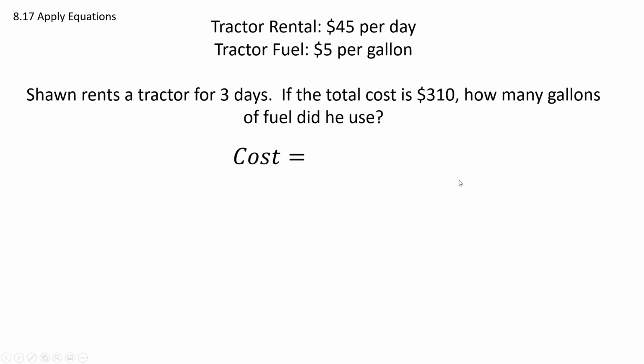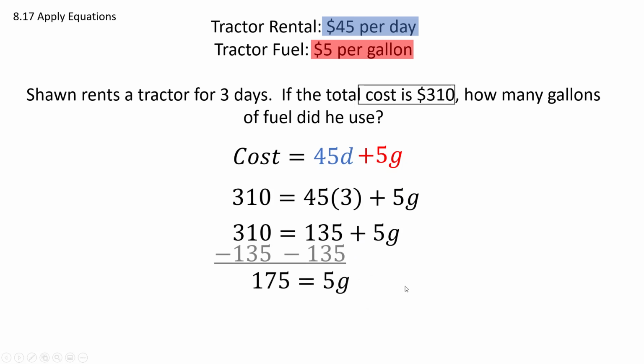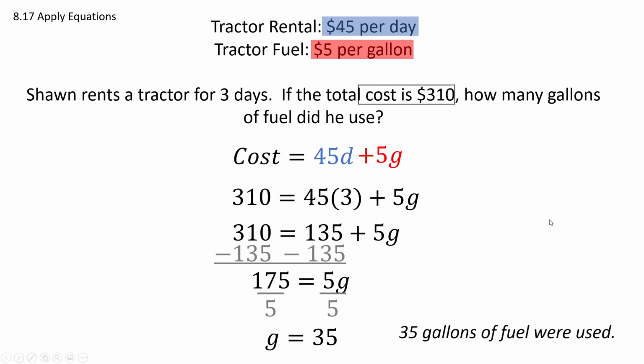So we've got to make our equation. Our cost is going to be 45 times the days plus $5 per gallon. So cost is $310. We set it up, and he rents the tractor for 3 days. So D is going to be 3 for days. We don't know our gallons yet. That's what we need to solve. Let's work out what we can. 45 times 3, and then subtract it off, and then divide out the 5. 35 gallons of fuel. That's a lot of fuel. All right, we'll keep going.